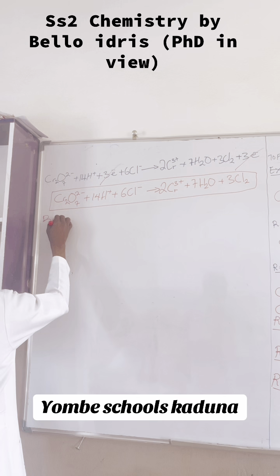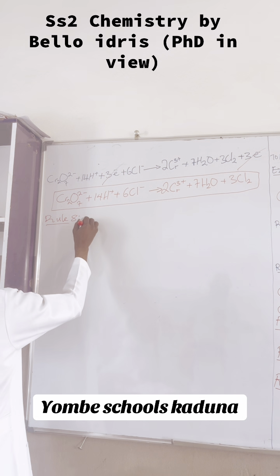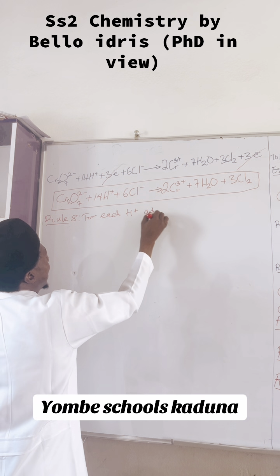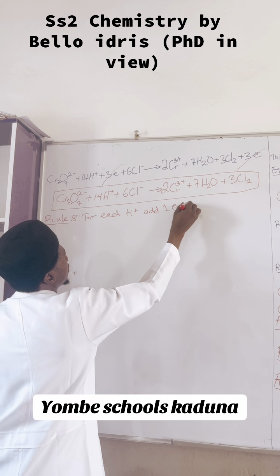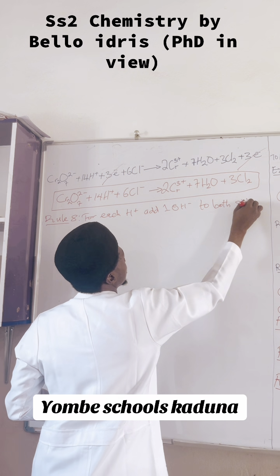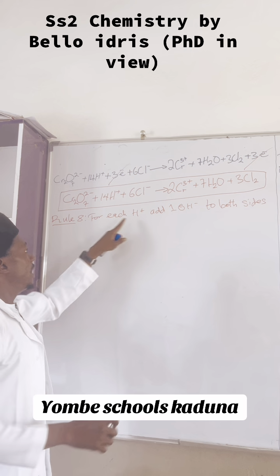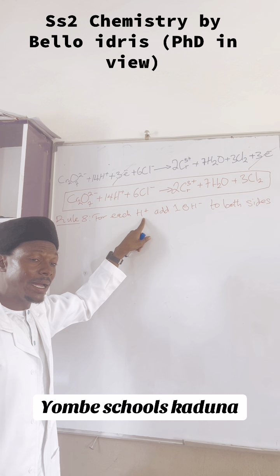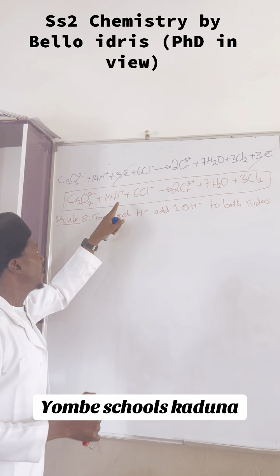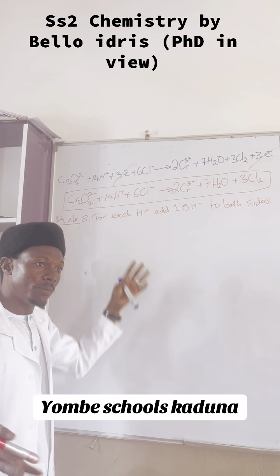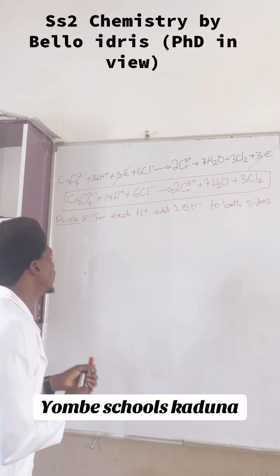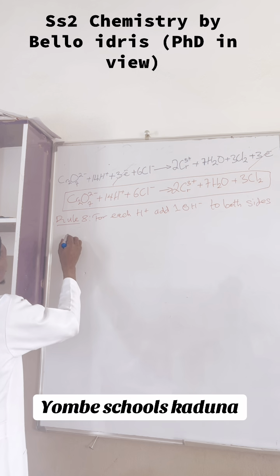So now, that is rule number 8. Rule number 8 says for each hydrogen ion, add 1 OH minus to both sides. Wherever you see H plus, you add an OH minus to both sides. Adding OH minus to H plus will readily make water.